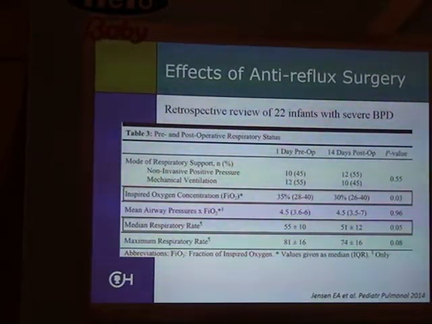An additional trial was done at CHOP, just published in 2014 in Pediatric Pulmonology, where we did a retrospective review of 22 infants that have severe BPD. A majority of those end up getting surgery, a Nissen fundoplication, to help, and we looked at 1 day post-op and 14 days post-op, and did not see a significant change in non-invasive positive pressure ventilation or invasive mechanical ventilation, but we did see a significant reduction in FiO2. And with all the harm that we know FiO2 does, that should be something that we look at as beneficial. And we saw a reduction in the median respiratory rate. It didn't change how we treated them non-invasively overall, but we saw that their work of breathing went down. So we do see that gastric reflux is a problem.